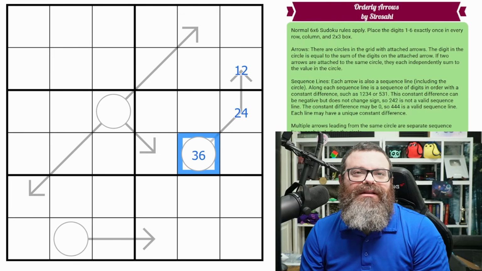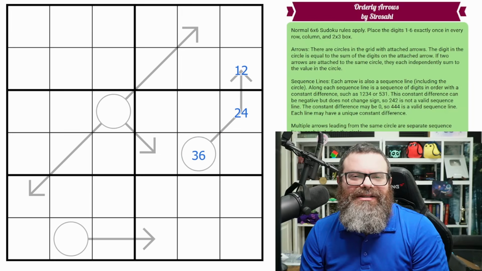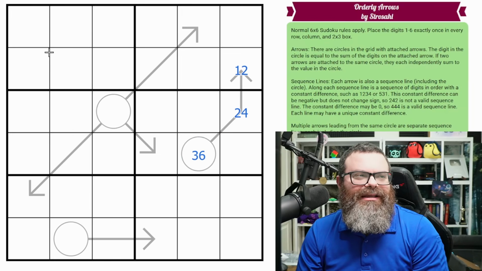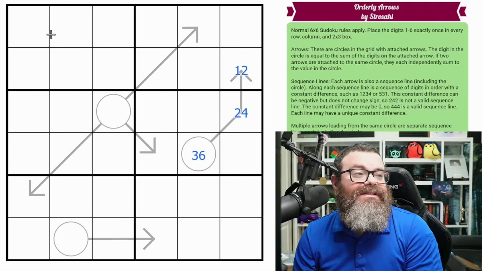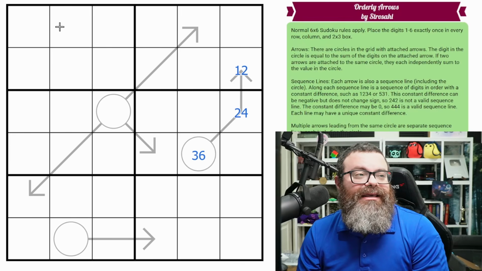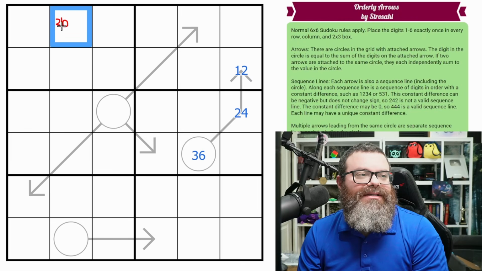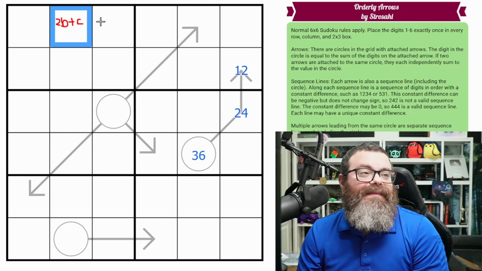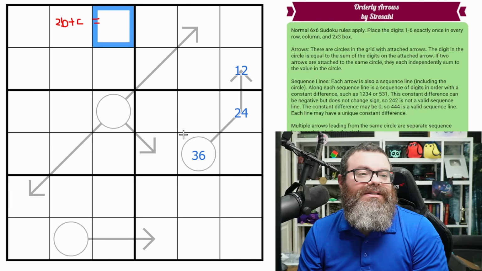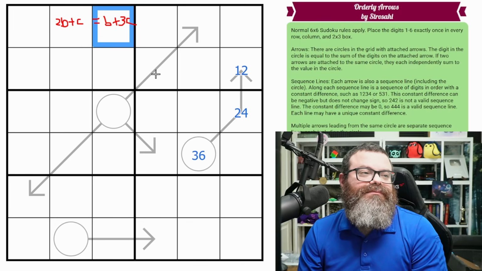So why don't I just pull out my little pen tool here? Let's do some algebra, and forgive my mouse handwriting. My normal handwriting is already bad, and this is my mouse handwriting. But what we're saying is that in one way, because of the arrow, we know that the sum is going to be 2 times our base plus 1 instance of our constant. And then that's going to be equal to, because the circle is also, just because it's a sequence, our base plus 3 times our constant.